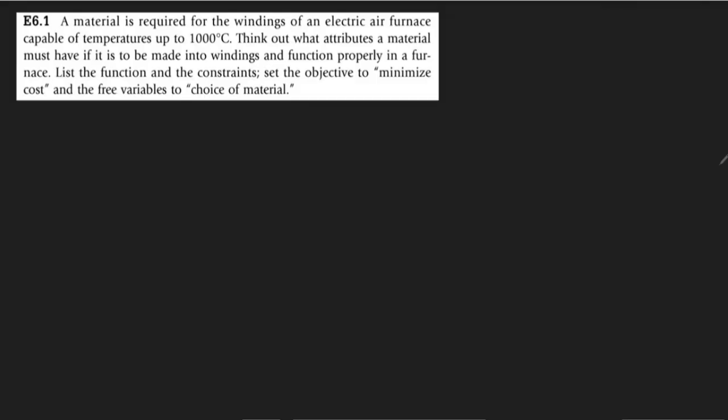For question 6.1, you can pause the video and take a second to look at the question. This question tells us to define the translation step: the function, constraints, and objective for this particular design. So I'm just going to write whatever we need. We need the function, we need constraints, we need objectives, and we need free variables.